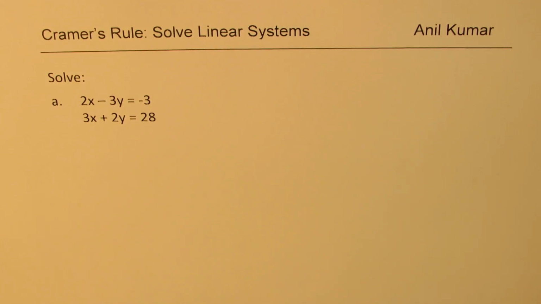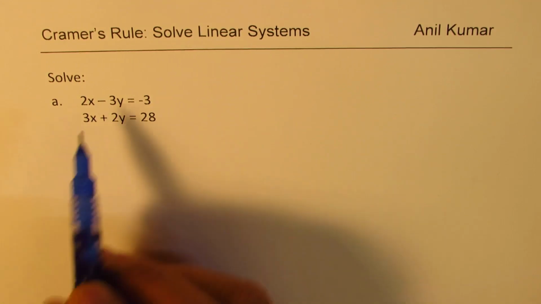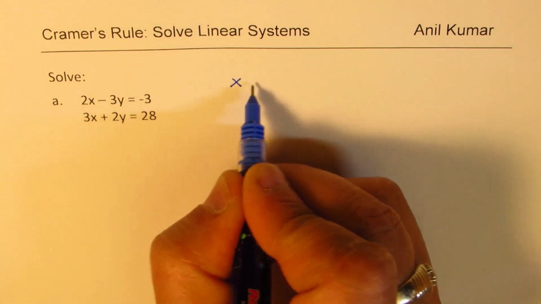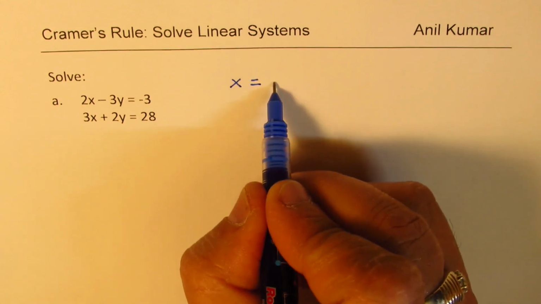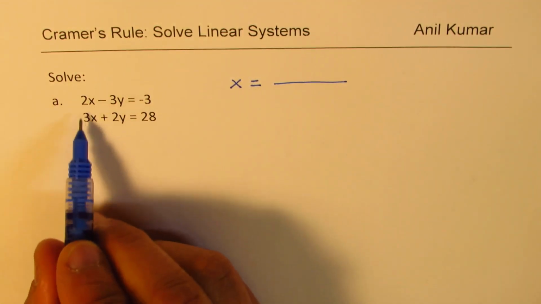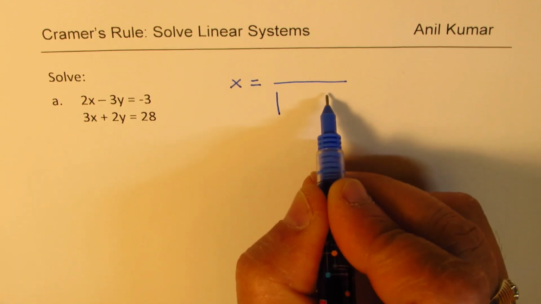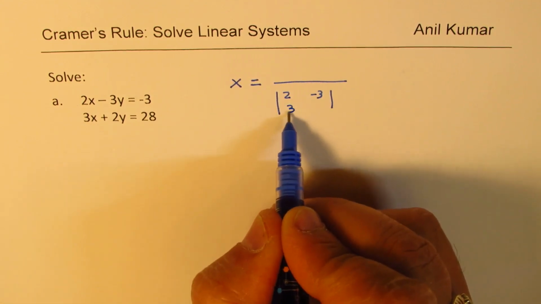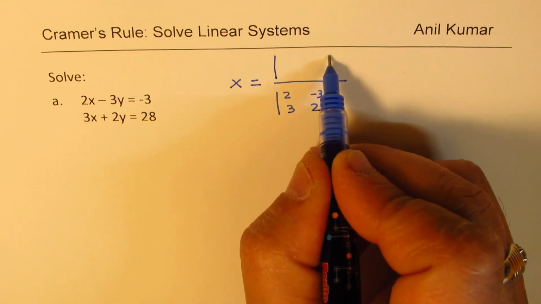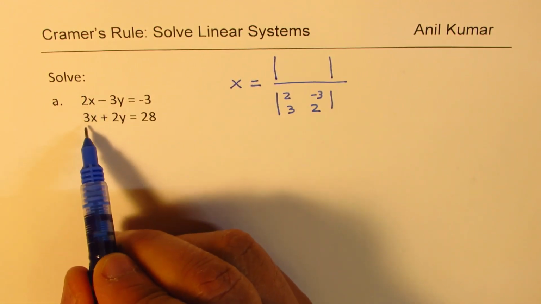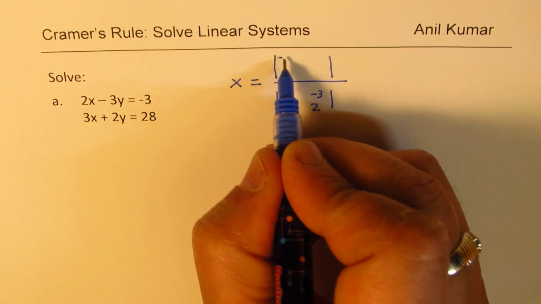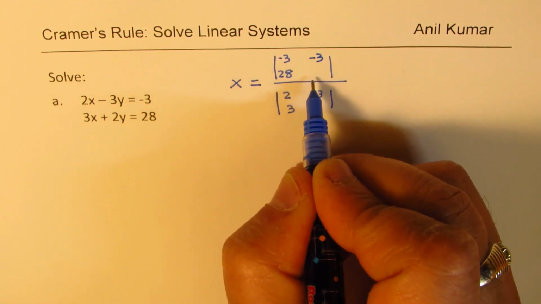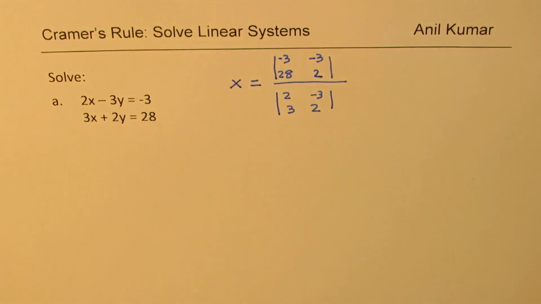We have a linear system with two equations, two unknowns, right? So using Cramer's rule, we know our solution is that the value of X should be equal to the ratio of two determinants. One will be the coefficients of x and y, which is 2, minus 3, 3 and 2. Since we are trying to find the value of x, we'll replace the coefficients of x with the c values, which are minus 3 and 28, and retain the values for the y coefficients, and that gives you the value of x.